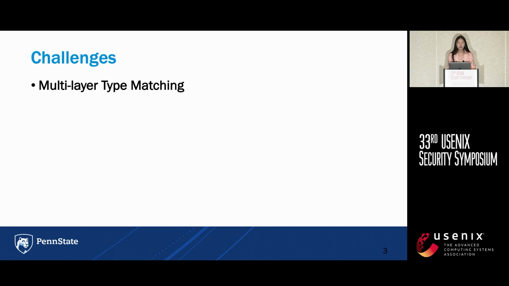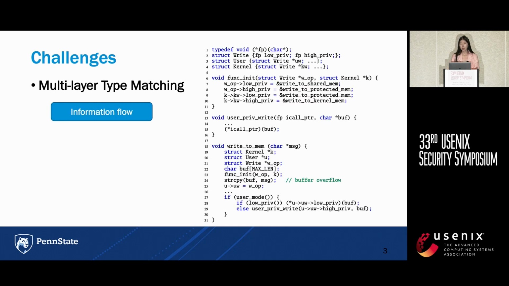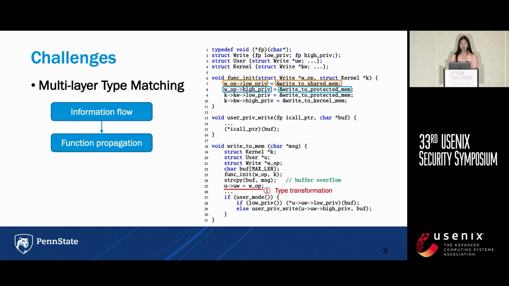However, multi-layer types bring challenges in type matching. There are two forms of information flow that affect multi-layer type matching. The first one is type transformation. Here, WOP is assigned to U->UW. In this program, we can see these two functions involving WOP respectively hold the address of these two functions. Due to the information flow from type transformation, these two functions can propagate to another two function pointers that involve U->UW. This is the first kind of type information flow.